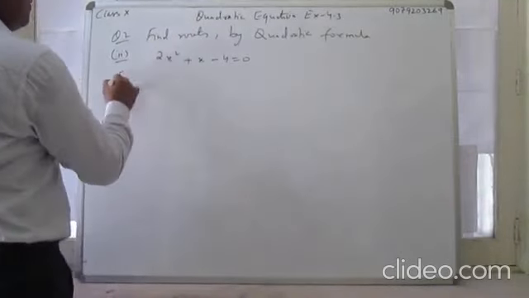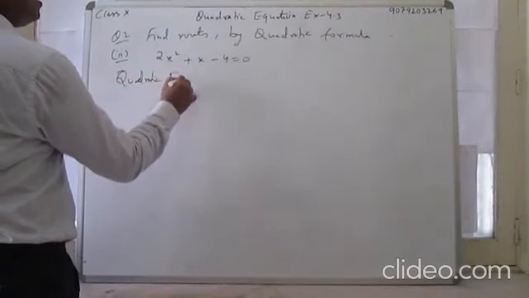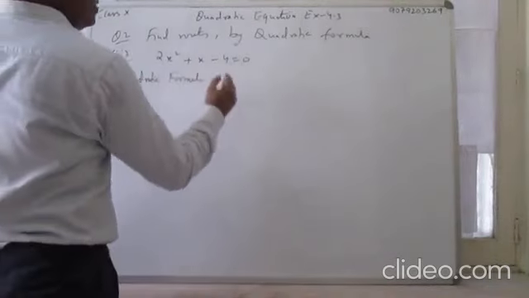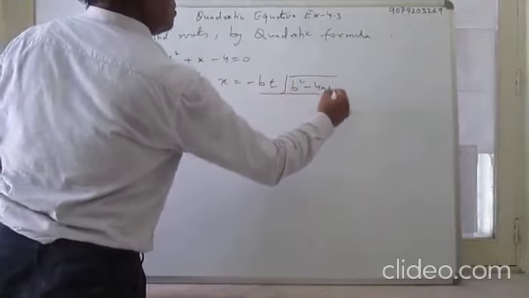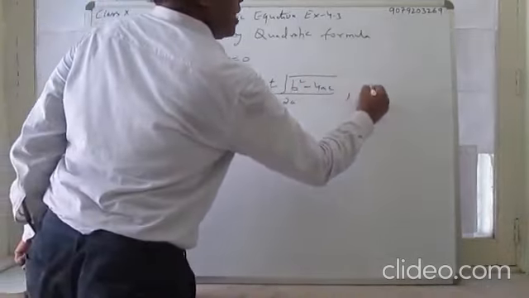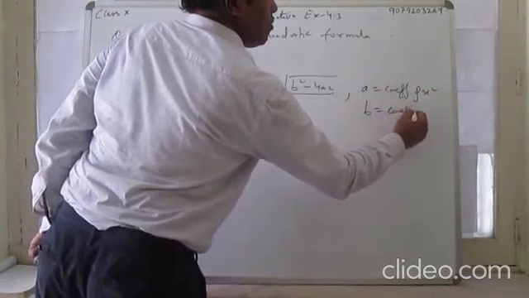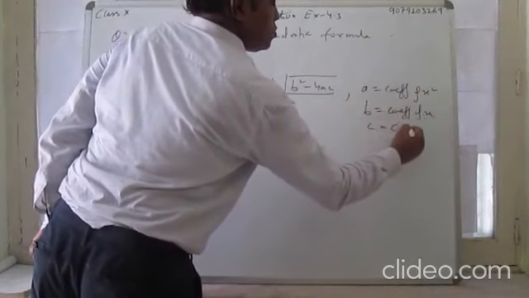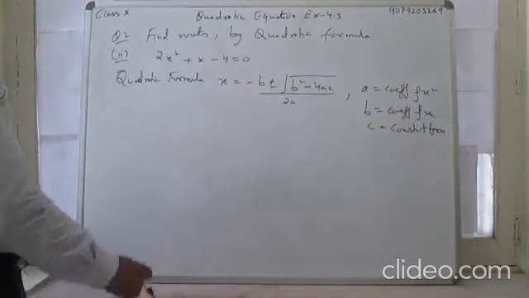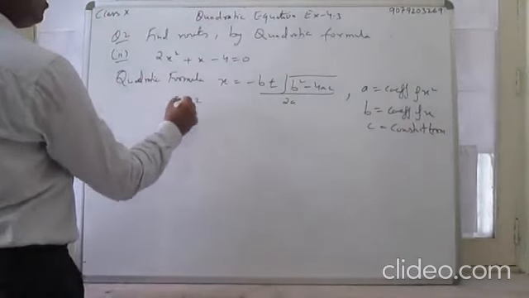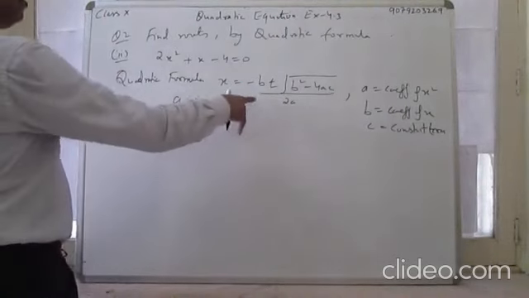Now what is the quadratic formula? Just now we derived it. It is x is equal to minus b plus minus under root b square minus 4ac upon 2a, where a is the coefficient of x square, b is the coefficient of x, and c is the constant term. Now here a is 2, b is 1, c is minus 4. Put the values in the quadratic formula.